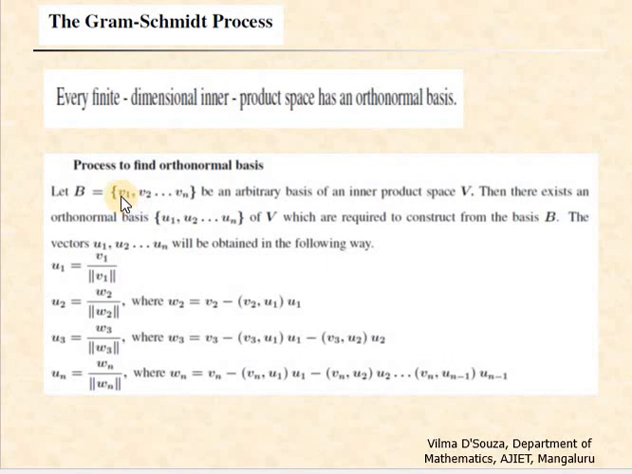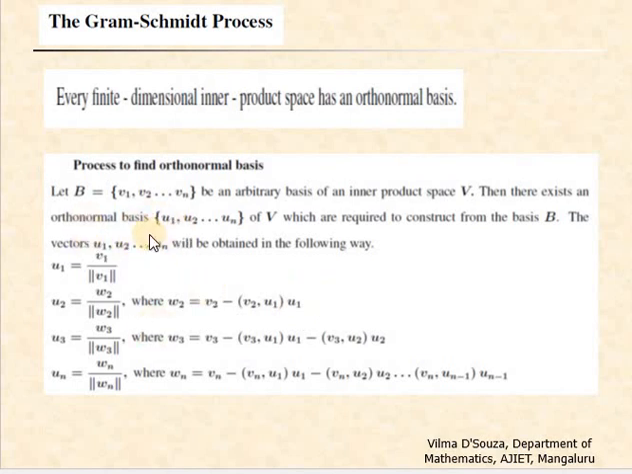Suppose B is equal to V1, V2, etc., Vn, any arbitrary basis of the vector space V. Then there exists an orthonormal basis, say U1, U2, etc., Un, of this vector space V, which we need to construct from the basis B. The vectors U1, U2, etc., Un will be obtained in the following way.